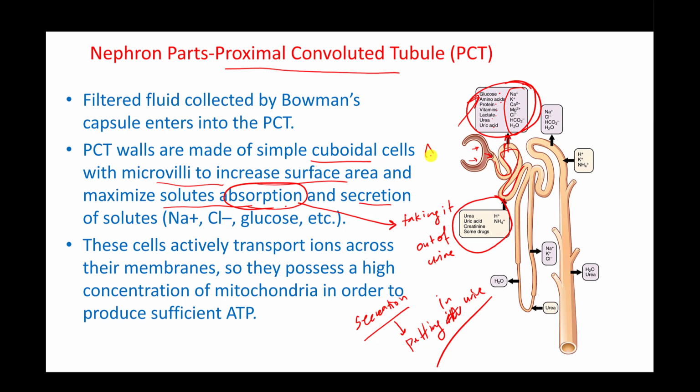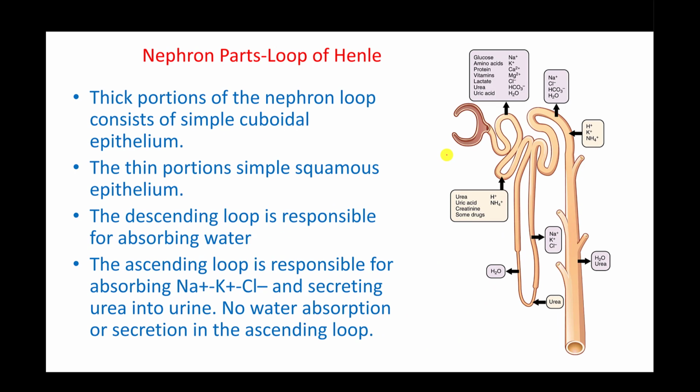Sometimes this is active transport, ATP, because we are moving all of these ions most of the time against their concentration gradient. Here it's the area of high concentration, and outside the PCT is an area of low concentration. So we need to use ATP. From there, the filtrate will keep going through the nephron loop.